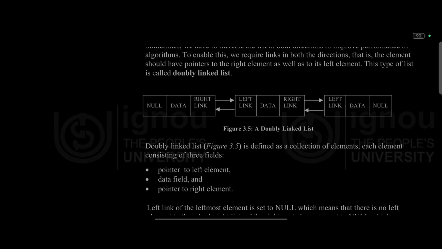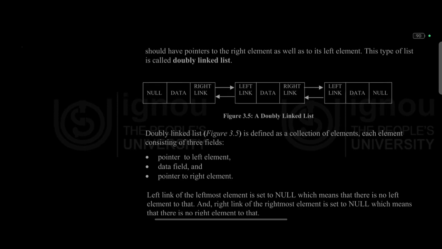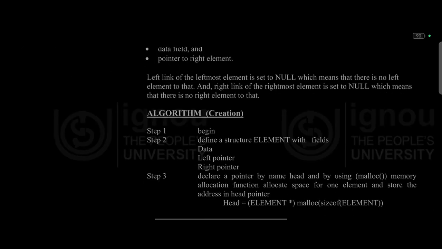A doubly linked list is defined as a collection of elements, each element consisting of three fields: pointer to left element, data field, and pointer to right element. The left link of the leftmost element is set to null, which means that there is no left element to that, and the right link of the rightmost element is set to null, which means that there is no right element to that.